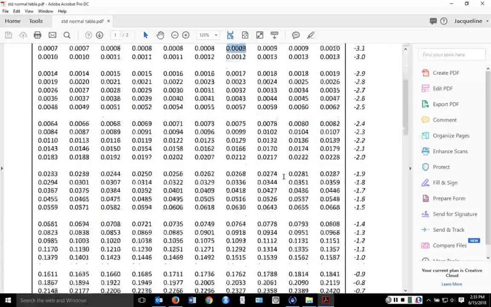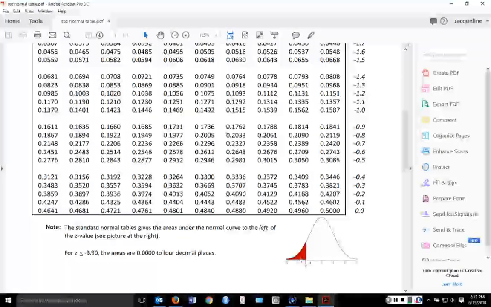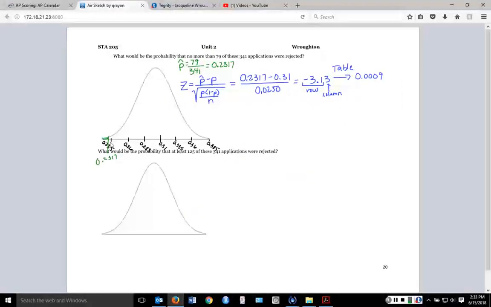Now remember, the table is shaded left. Our picture is also shaded left. So this number is also our probability. I didn't need to use our 1 minus rule here because it was not shaded to the right. So that's all the math with this problem. All we have left is the interpretation. And I'll try to sort of block this off here a little bit for us.